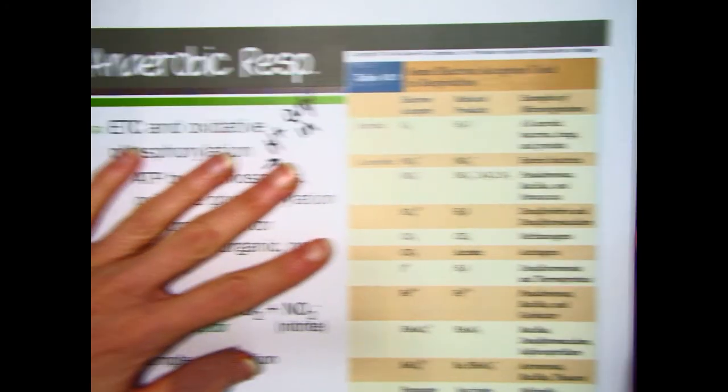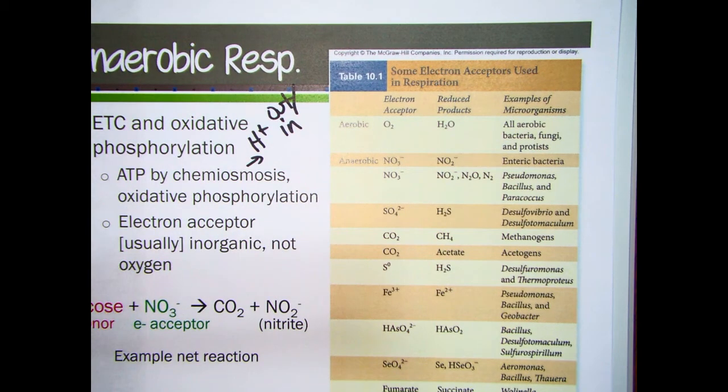You can look at this more closely on the actual PowerPoint on Moodle, but this just gives you an idea of possible electron acceptors besides oxygen. This is just if you care, like I would tell you what the electron acceptor was if you needed to know.